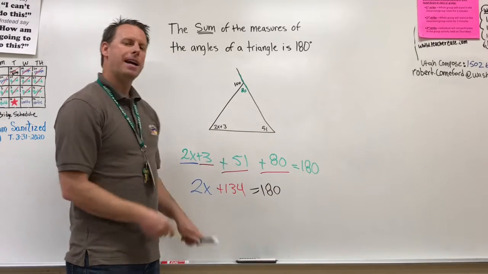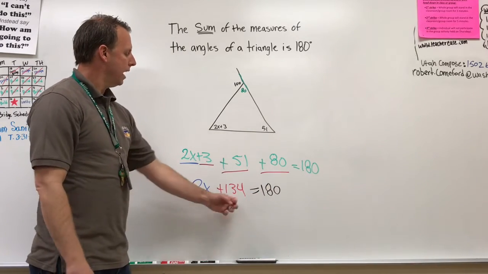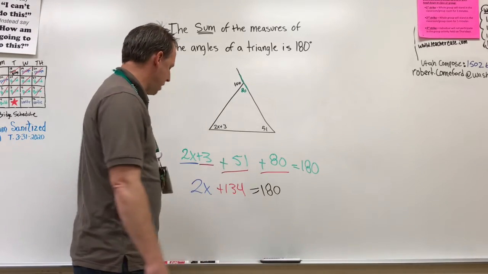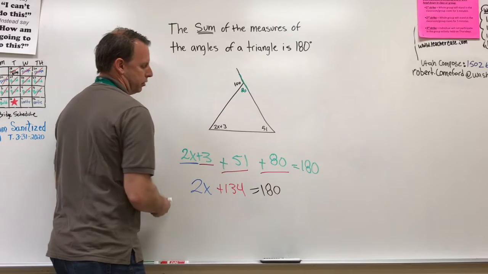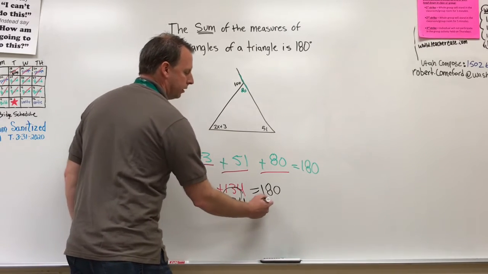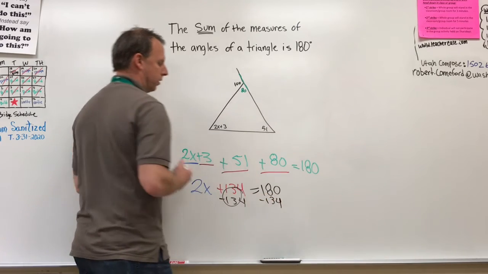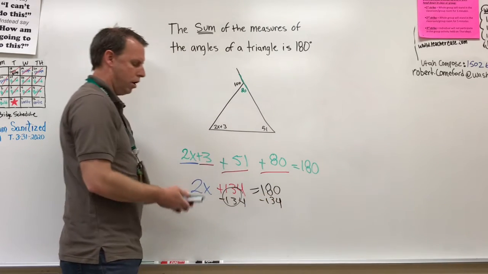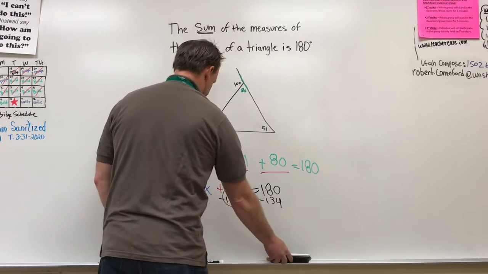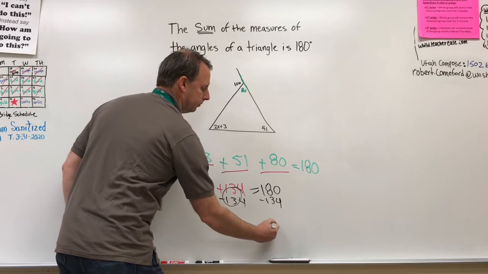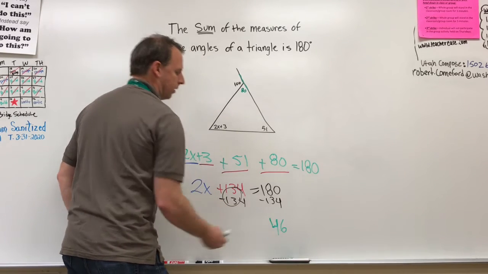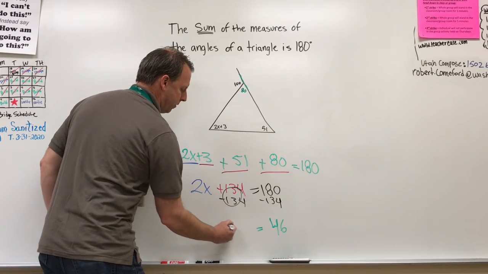Remember, I'm trying to get x by itself, solving for x. So I got to get rid of this 134, and then I got to get rid of the 2. We always get rid of the add subtract part first. So in this case, I'm going to subtract 134. That goes away. If you do it to one side, do it to the other. I'm going to do 180 minus 134, which comes out to be 46. And over here on this side, I've got my 2x.